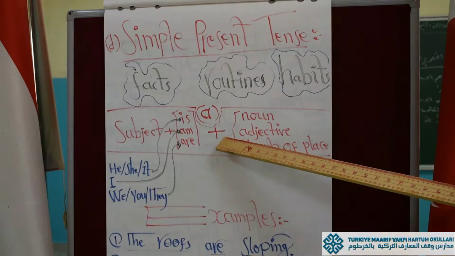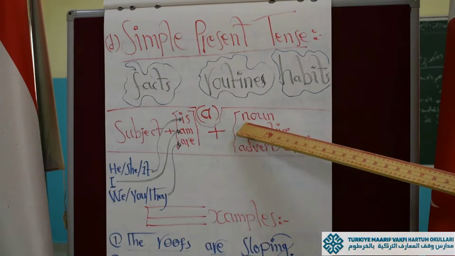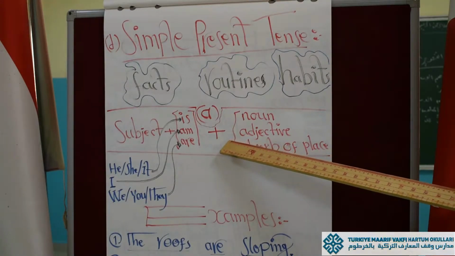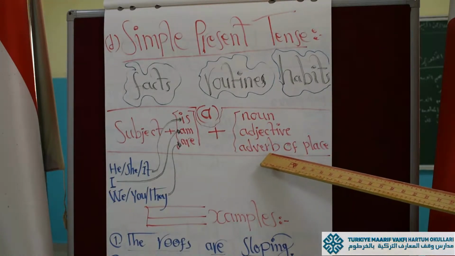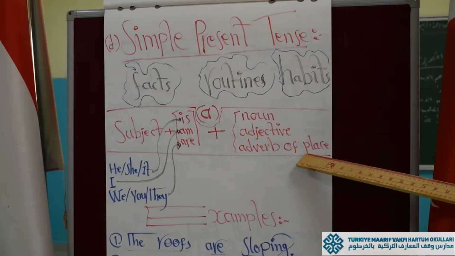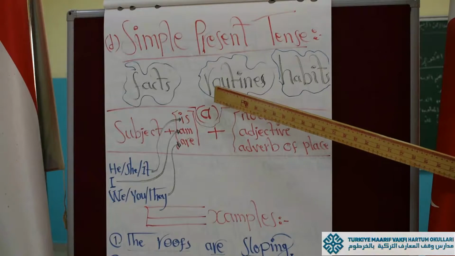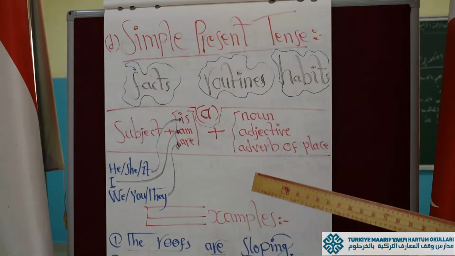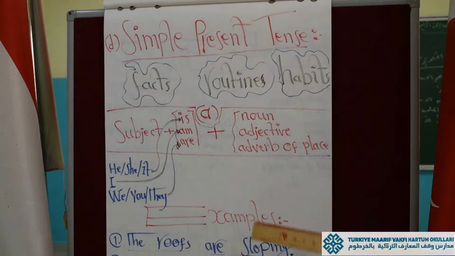Plus, after that, we find noun. Noun is the word that we use to call or to name anything. Or we will find adjective, the words that we use to describe a noun. But also we can find an adverb of place. An adverb of place. So here is the form number A for the simple present tense. Here is the form number A.